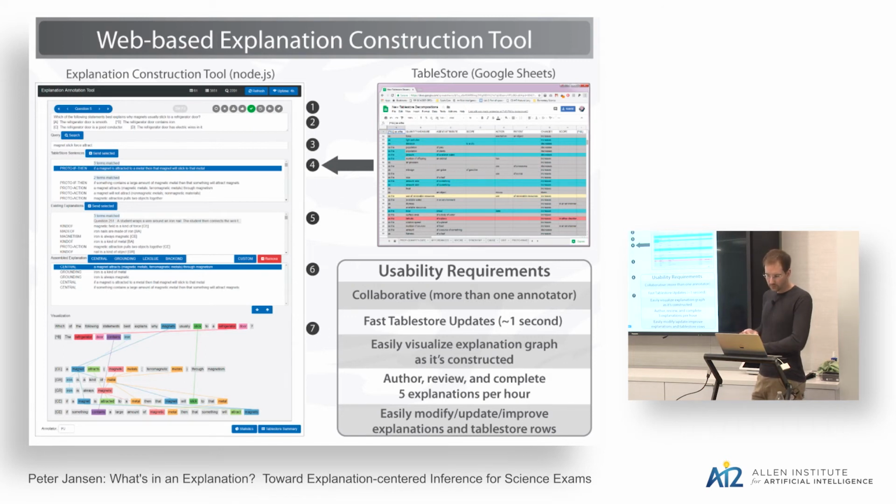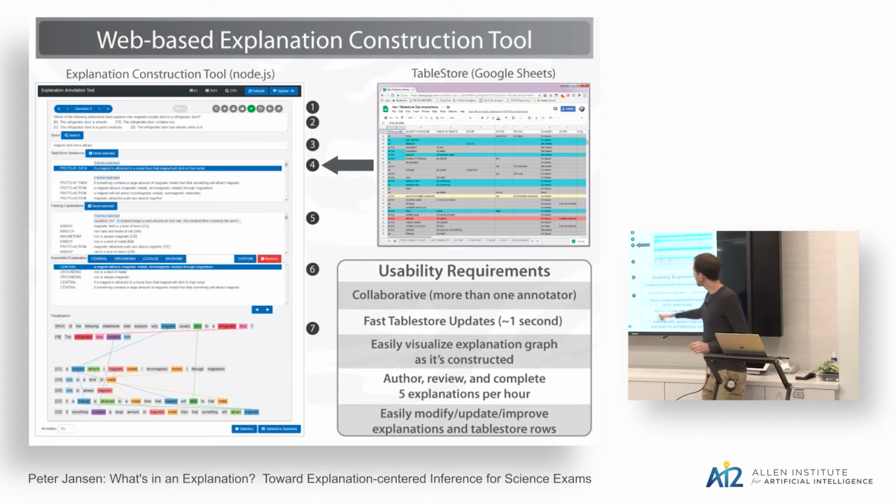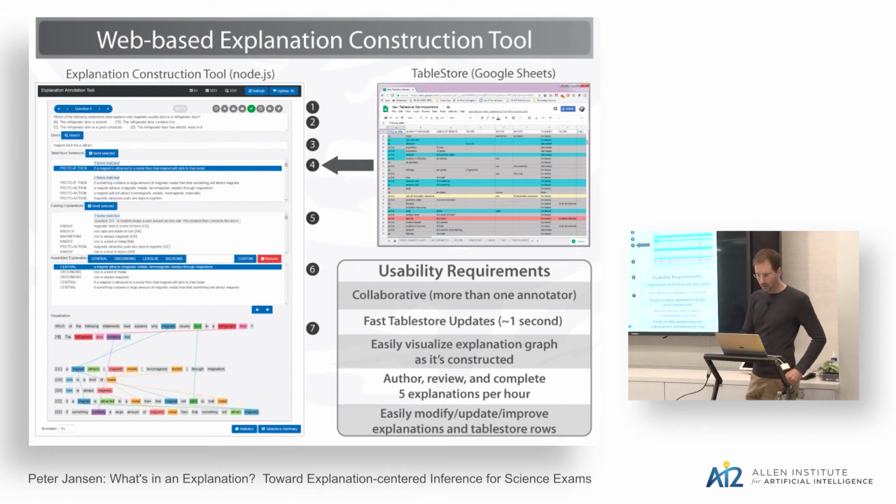We created a web-based tool that allows for easily searching the table store to build explanations for a given question. It visualizes the explanation graph as we're building it. This was a critical part. I didn't have this in the first version. It allows the annotators to quickly understand how connected the graph is, but also when there are words that aren't highlighted, it's a good indication that they need to express that knowledge. The table store itself, we store in a Google Sheet, which is simple, but it allows simultaneous collaboration and authoring.